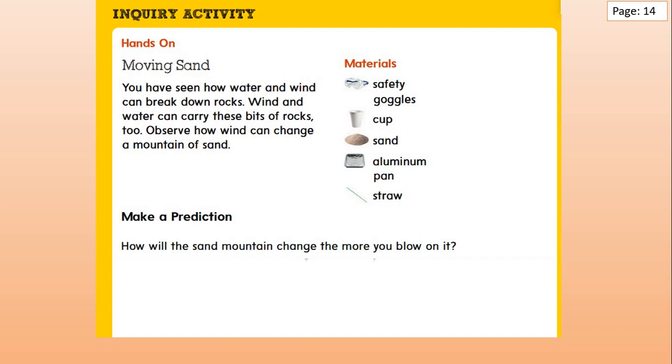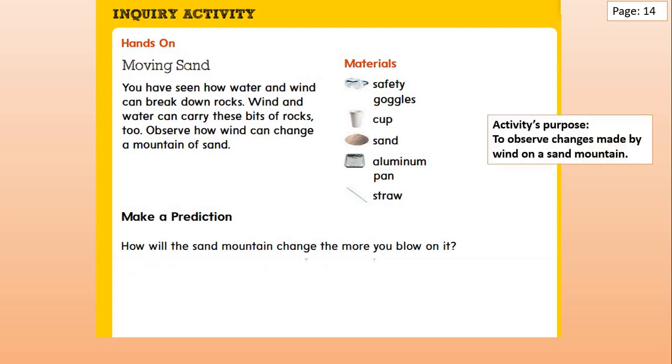In this inquiry activity, we will observe how wind can change a mountain of sand. This is the purpose of this activity. To investigate this activity, we need safety goggles, a cup, sand, aluminum pan, and a straw.